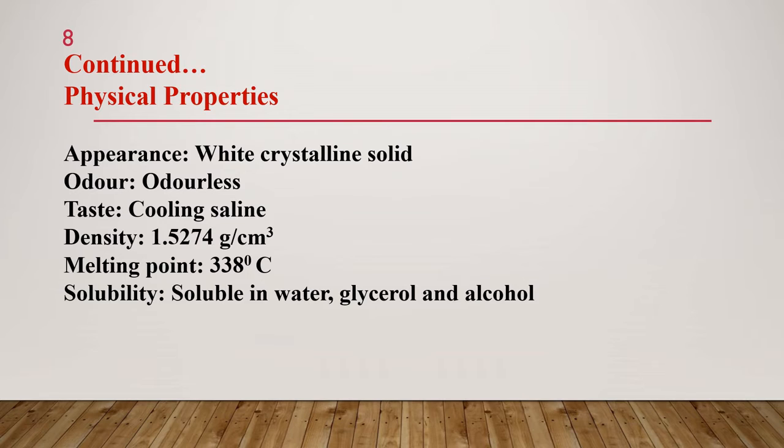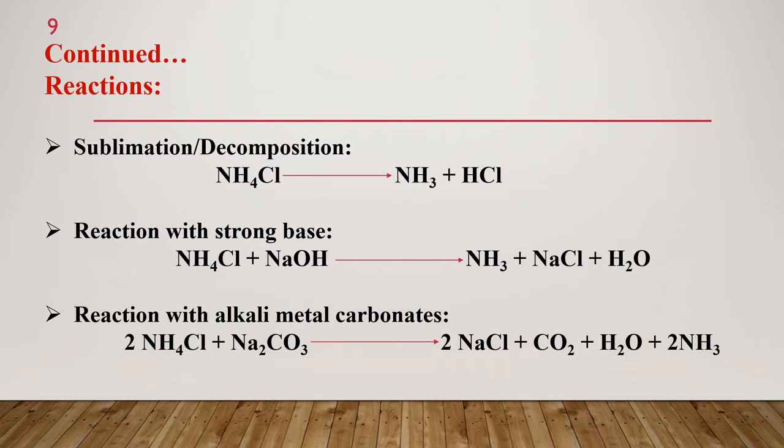Physical properties of ammonium chloride. Appearance: ammonium chloride appears as a white crystalline solid. It is odorless in nature and it has a cooling saline taste. The density of ammonium chloride is about 1.5274 gram per centimeter cube, whereas the melting point of ammonium chloride is about 338 degrees Celsius. Ammonium chloride is soluble in water, glycerol, as well as in alcohol.